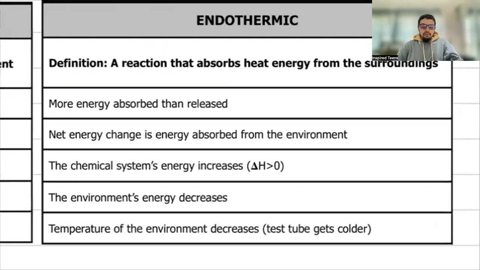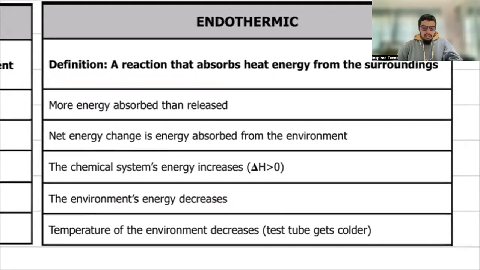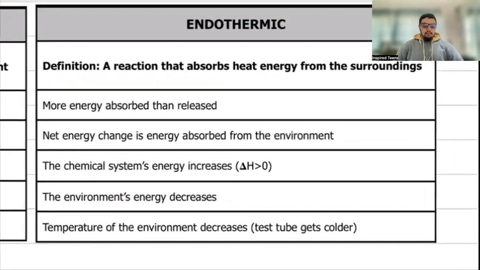Let's have a look at some points for endothermic. An endothermic reaction is the opposite of exo. An endothermic reaction is a reaction that absorbs heat energy from the surroundings. It requires energy, it uses up energy from the environment. It absorbs the energy from the environment. The net energy change is energy absorbed from the environment. Sorry, I missed one: there's more energy absorbed than released. That's the key point that distinguishes an endo from an exo. There's more energy absorbed than actually released.